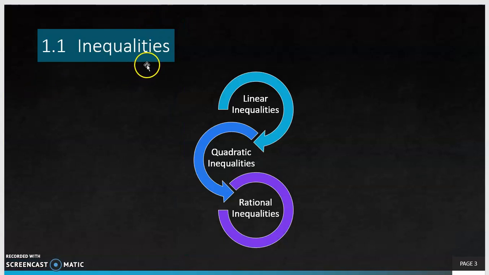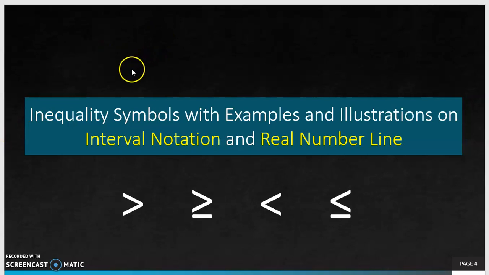So 1.1 inequalities. Under inequalities we will look at linear inequalities, quadratic inequalities, and finally rational inequalities. So here is the inequality symbol with example and illustration on interval notation and real number line. So these are the inequality symbols. First is greater than or equal to, less than or equal to.